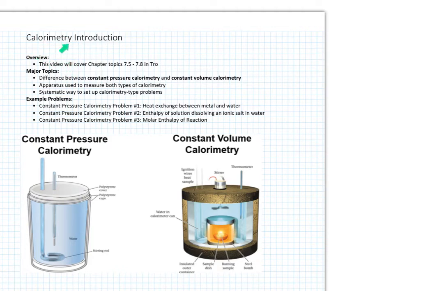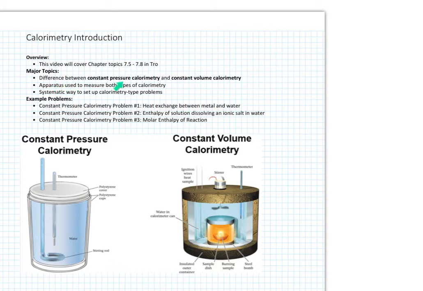Today we're going to take a look at an introduction to calorimetry. Calorimetry is the study or the measurement, the tool that's used to measure the flow of heat in a chemical system. And this video is going to cover several different sections in Tro from 7.5 to 7.8. Tro breaks each individual topic of calorimetry down into separate little chunks. I'm going to sort of combine them.